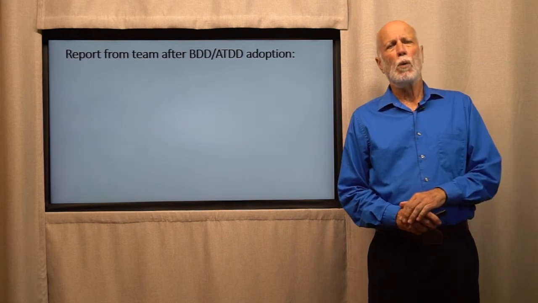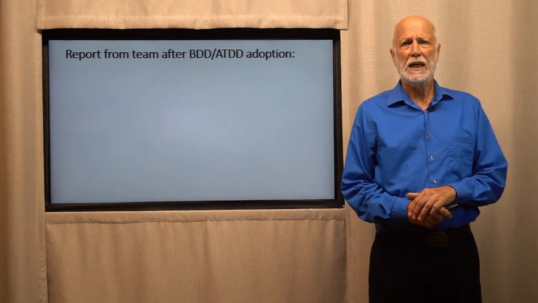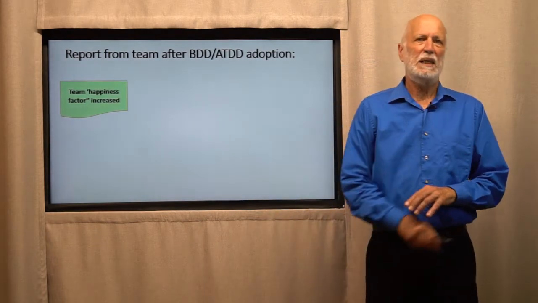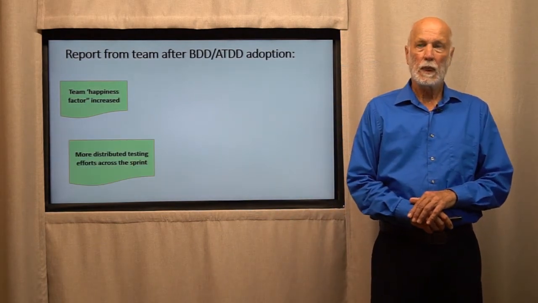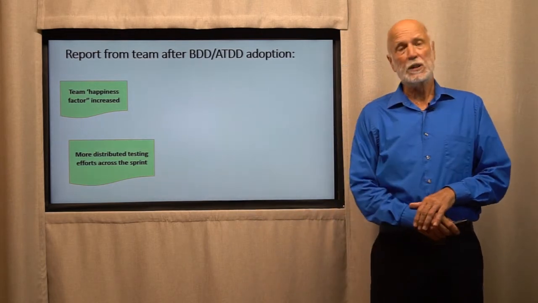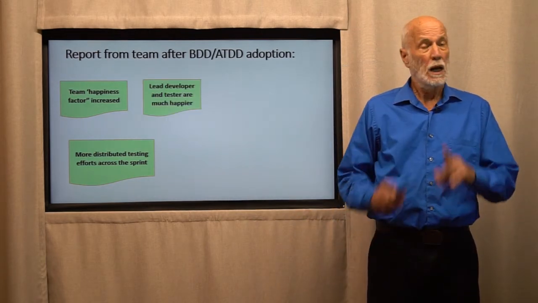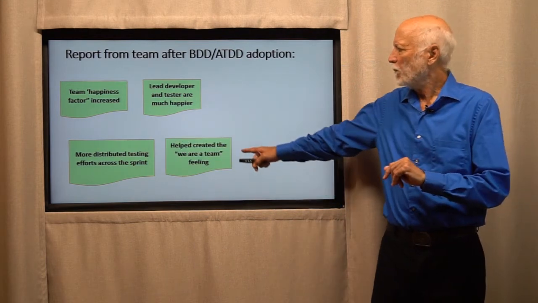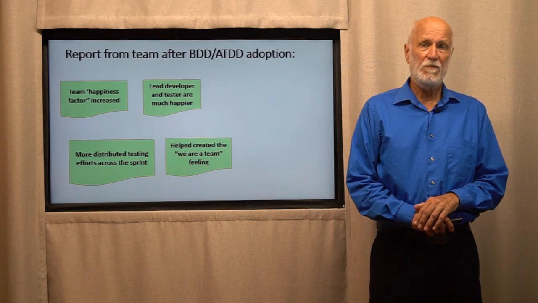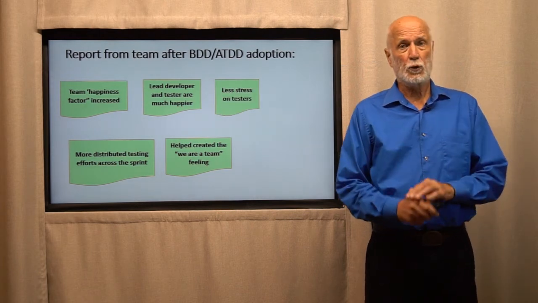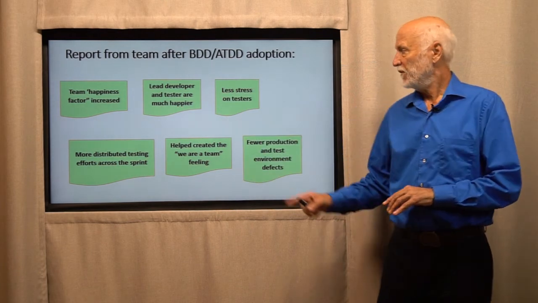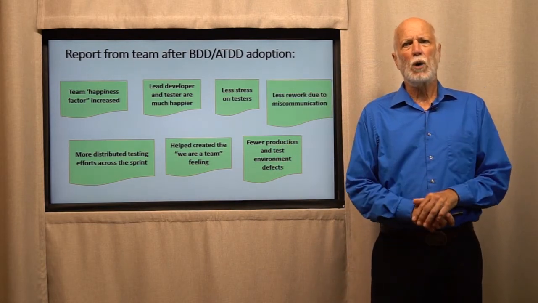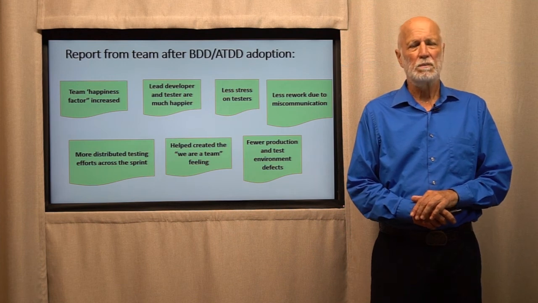Here's a report from one team a couple of months after they adopted BDD ATDD. The team happiness factor increased. More distributed testing efforts across the sprint. The lead developer and tester are much happier. They help create the we are a team feeling. Less stress on the testers. Fewer production and test environment defects, and less rework due to miscommunication.